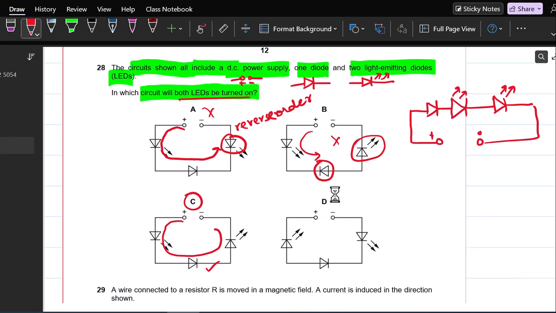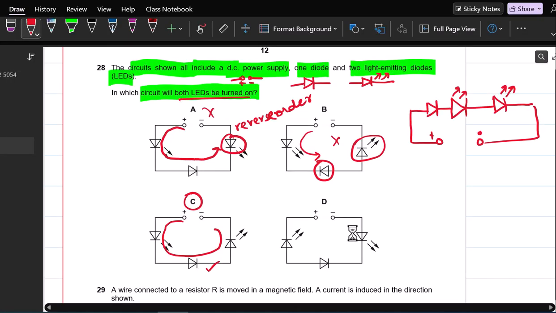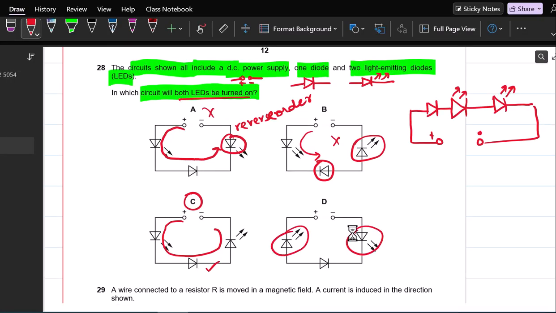So in D option, you can see both of the LEDs are again connected in wrong order. So only C is correct here.